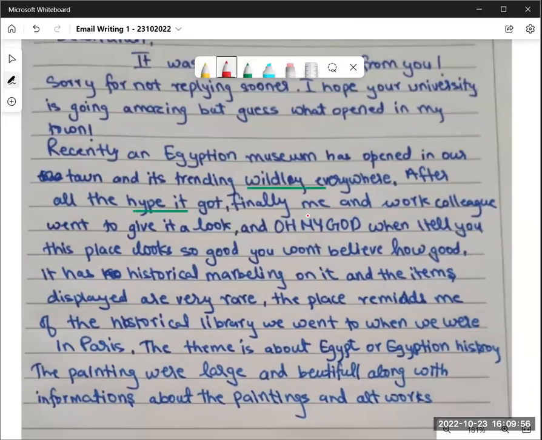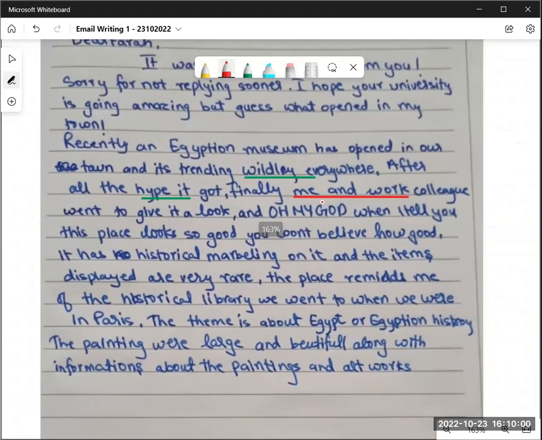Widely hype. This is wrong. The red parts are wrong, Luna, and the green parts are good. Clay, going to give it a look. That's good. Give it a look. And oh my God, when I tell you the space looks so good, I won't believe how good it. Okay, just a bit. It has totally.